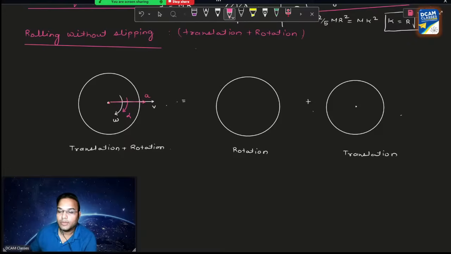Now let's take the case of translation. In translation, this body is moving with velocity v. It's also moving with the acceleration a.